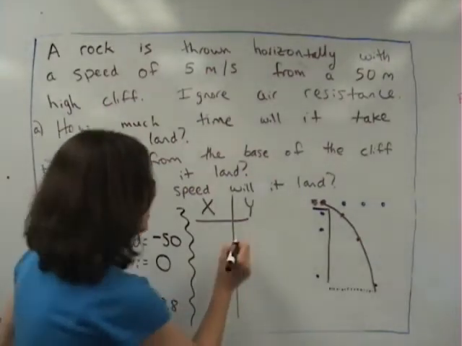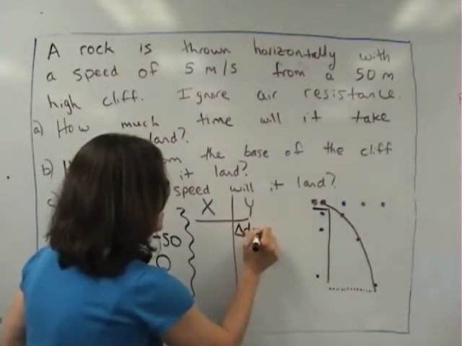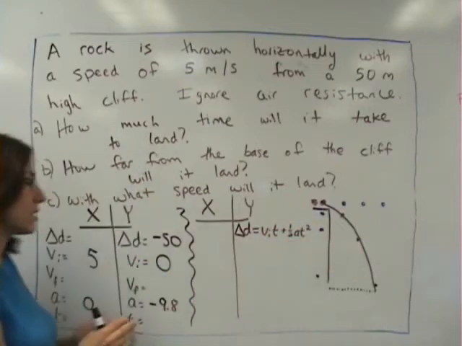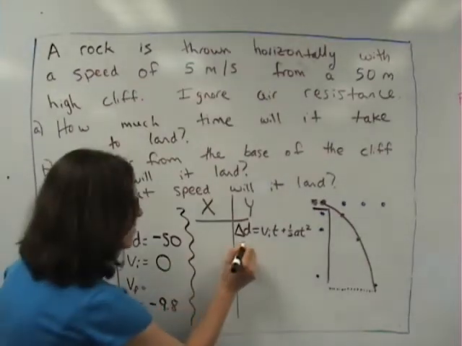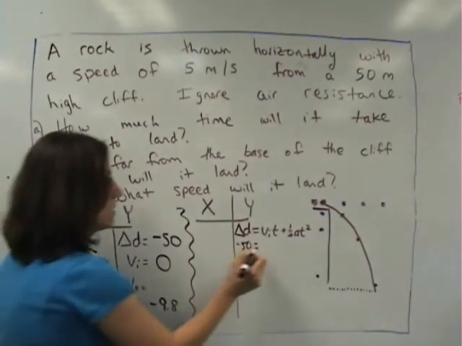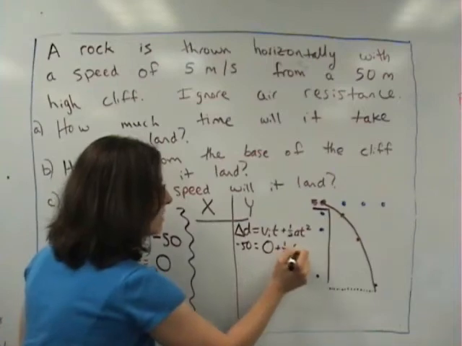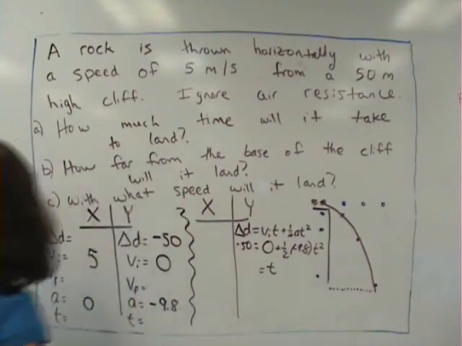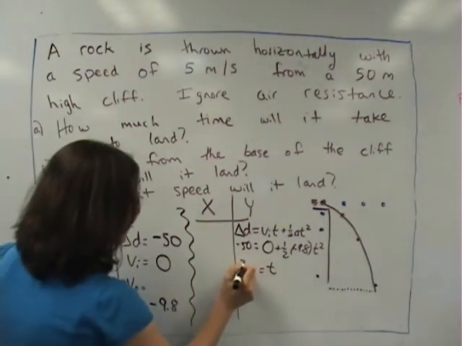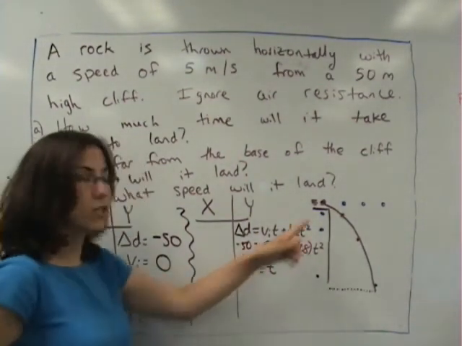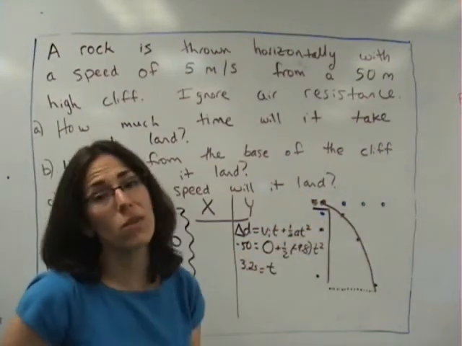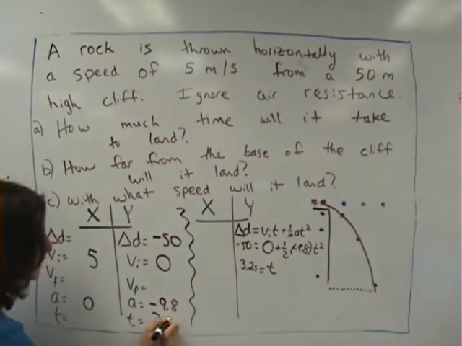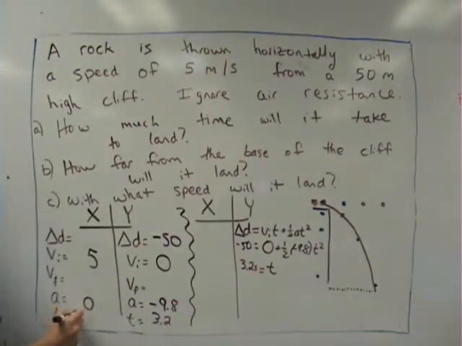So using the y values, I'll use this equation. Delta d is vi t plus 1/2 a t squared. And I'm just going to stick to the y side. So negative 50 equals vi times t, well, that's 0, plus 1/2 times negative 9.8 times t squared. And then when I solve it all for t, I get 3.2 seconds. So it takes 3.2 seconds if you just dropped it, or if you throw it sideways at any speed and let it fall. The time is 3.2. I'll write that here. That's my answer to A. And that's also the time it takes to go sideways.